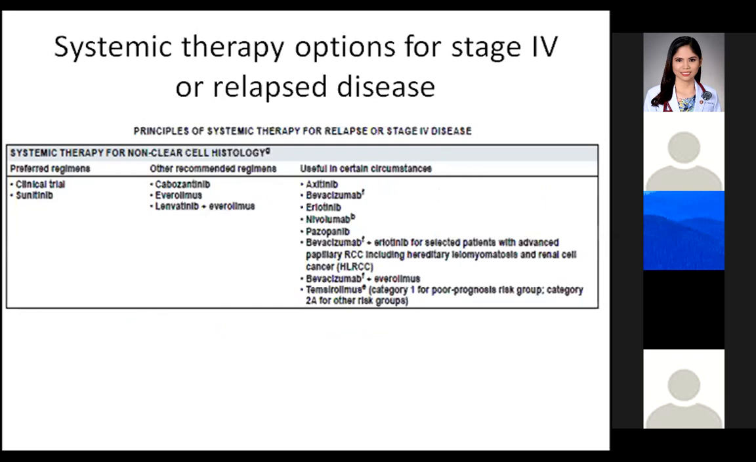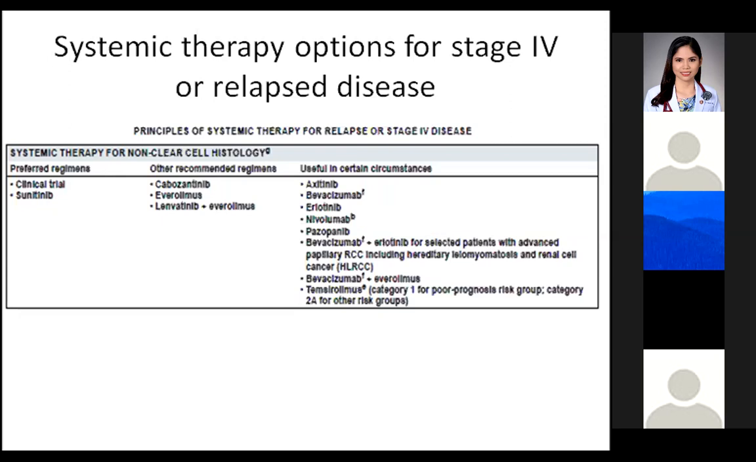So for targeted agents, the role of targeted agents in non-clear cell RCC warrants investigation. Therefore, according to the NCCN panel, enrollment in clinical trials would be the preferred strategy for non-clear cell RCC that is metastatic or relapsed. Data from expanded access trials, phase 2 trials, and retrospective analysis support clinical activity of sunitinib for non-clear cell RCC.